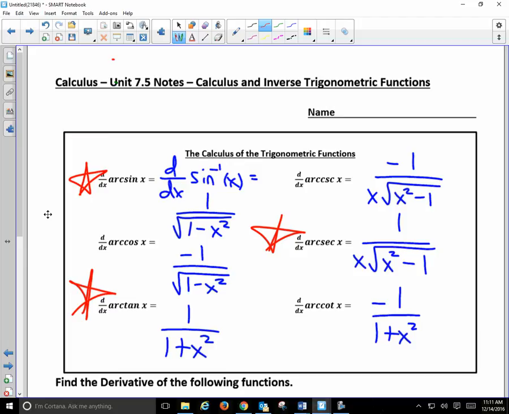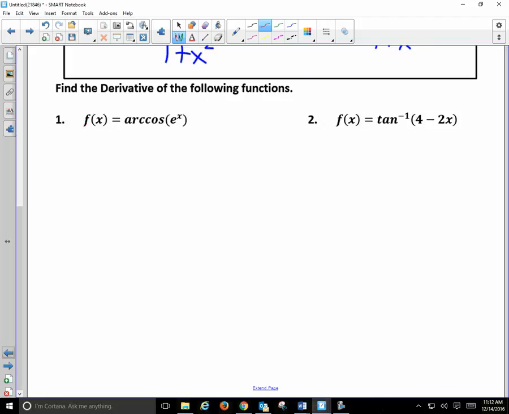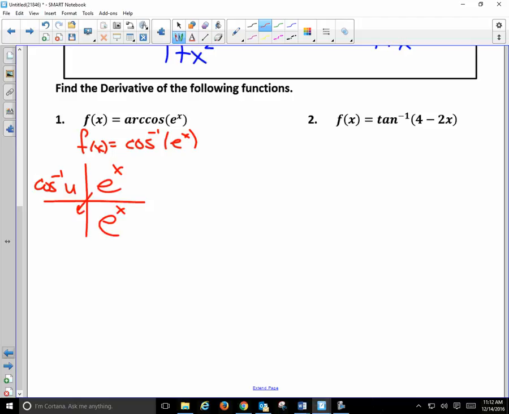Okay, let's try some problems. Number 1, if you don't like to write it like this, you can write it as f of x equals cosine inverse of e to the x. Those mean the same thing. What rule do you think I used to find the derivative? Chain rule. The outside is cosine inverse of u. What's the inside? What's the derivative of e to the x? And what is the derivative of cosine inverse of u?